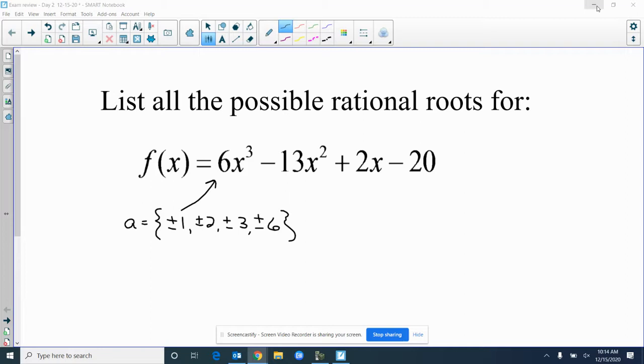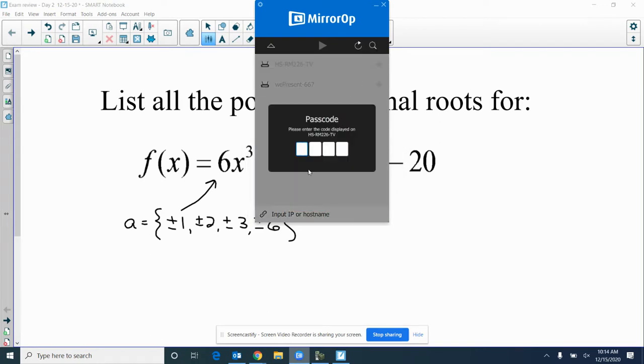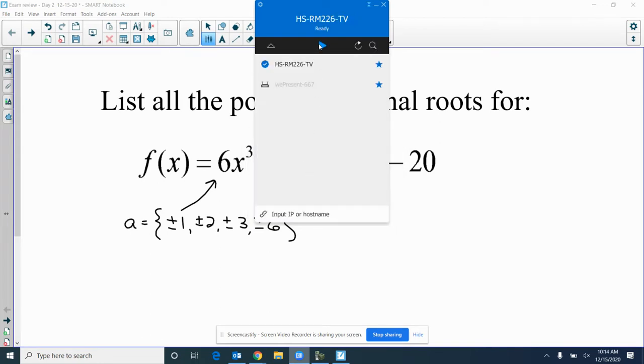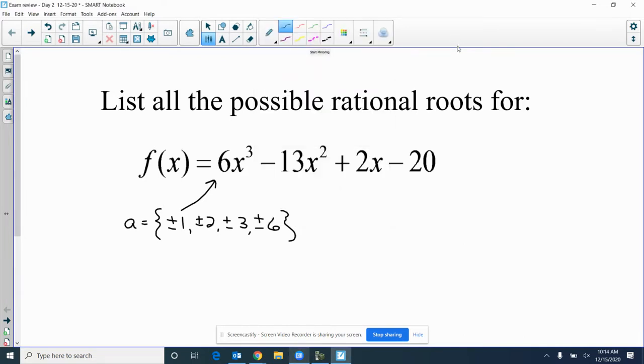I'm on it. Oh, I better turn that on. Zero, zero, 5, 0. Hold on, didn't take.